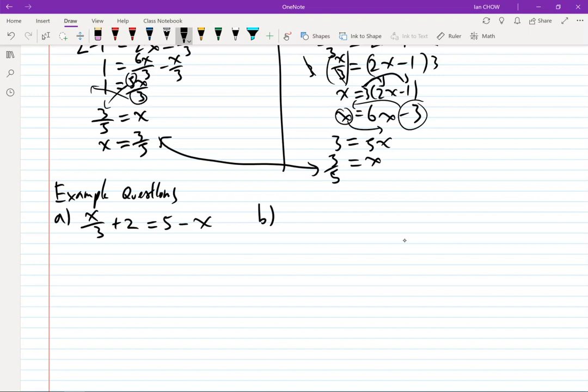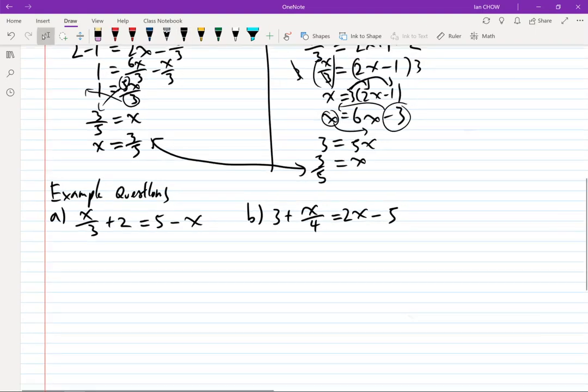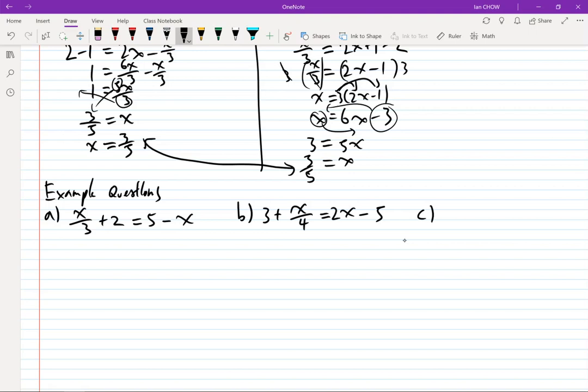So let's say we have 3 plus x over 4 is equal to 2x minus 3 minus 2x minus 5. I'm just making up these numbers. And then for the last one, let's do one more, C. Let's do this one. Let's combine it up. We have 2x over 3 plus 4 is equal to x over 2 plus 1.